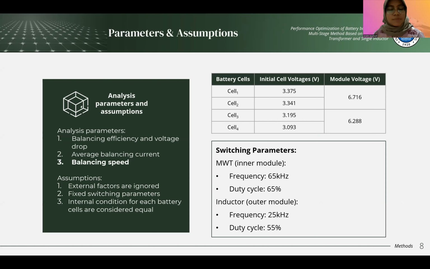The following table shows the initial voltage for our battery cells. We use four battery cells with two modules, where each module consists of two battery cells. Our switching parameters are set with fixed frequency and fixed duty cycle for the multi-winding trafo and for the inductor. The multi-winding trafo has a frequency of about 65 kilohertz and a 65% duty cycle, and our inductor uses 35 kilohertz and a 55% duty cycle.